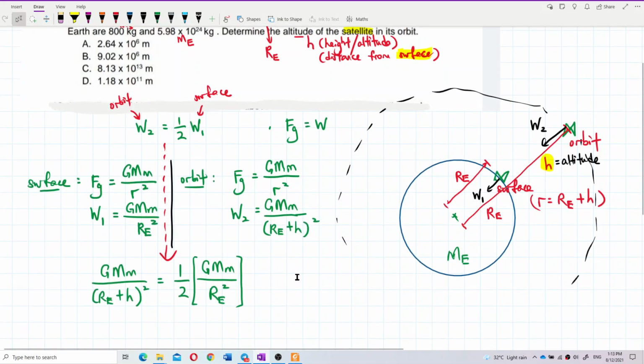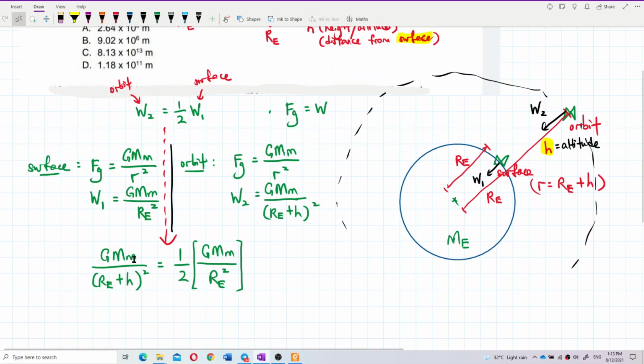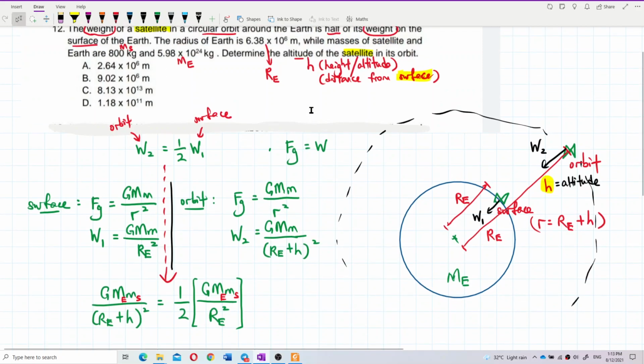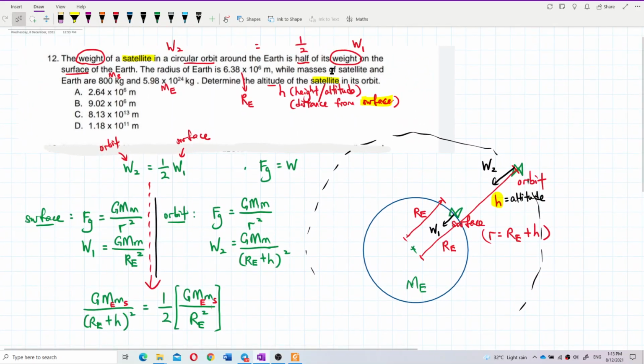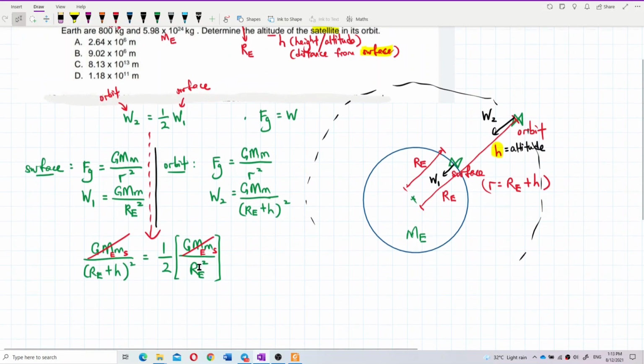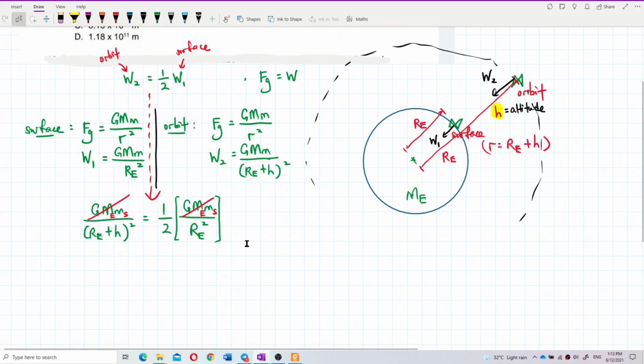So substitute inside, and it looks like we no need to use the mass of Earth and mass of satellite. You see that? They are cancelling each other. Even though he gives us the mass of satellite and mass of Earth, we are not using them because they are being cancelled out. So it's easy, this question. We just need the radius of Earth, which is 6.38 times 10 to the power 6.